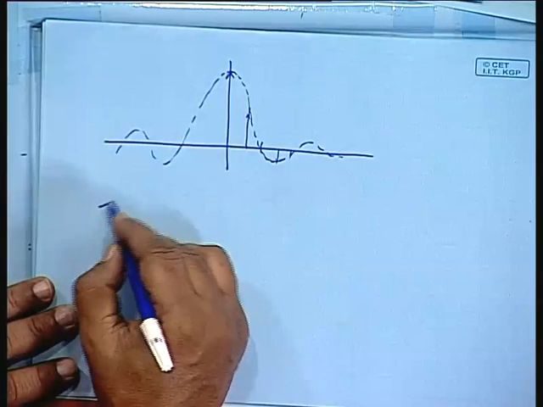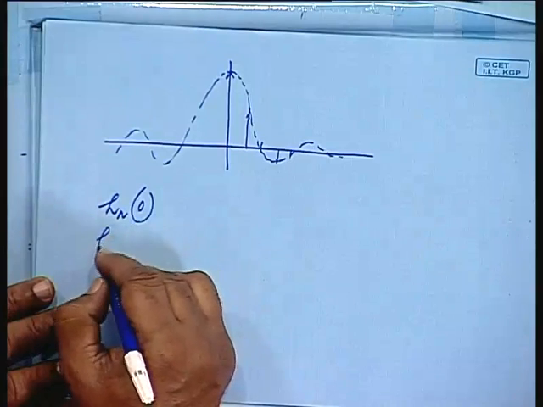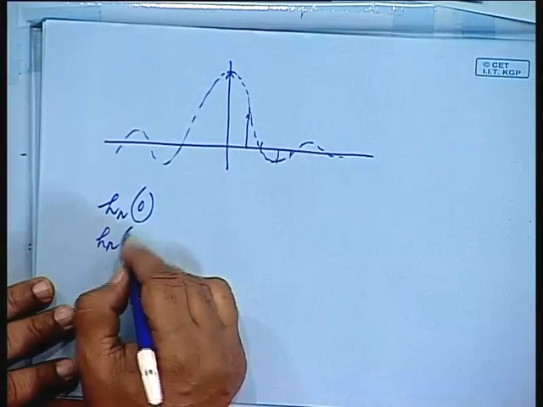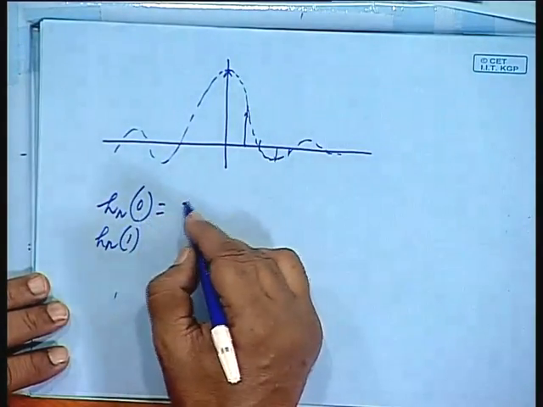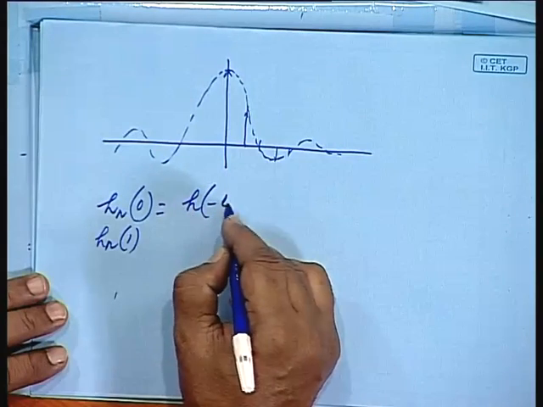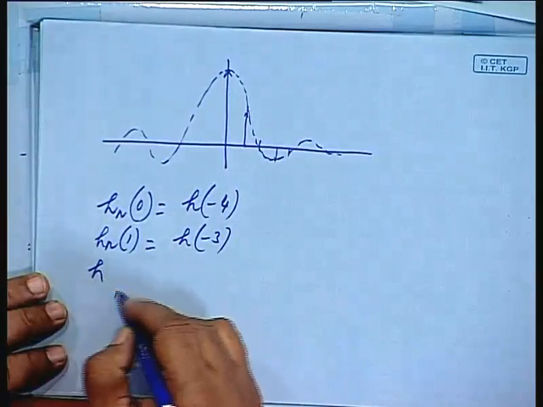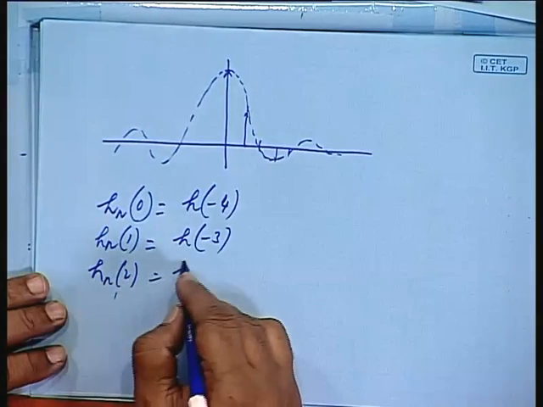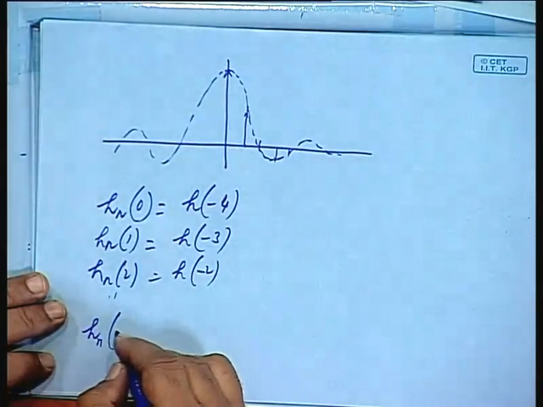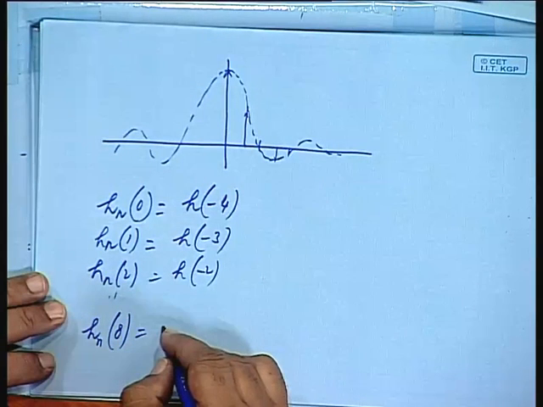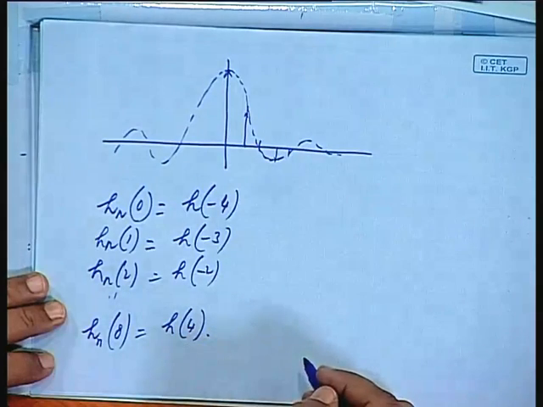So, the new h0, I will call it h new, h1, h new 1, etc. New h0 will be old h minus 4, similarly old h minus 3, all right. H new 2 will be old h minus 2 and so on, and similarly new h 8 will be old h 4. Is it all right?